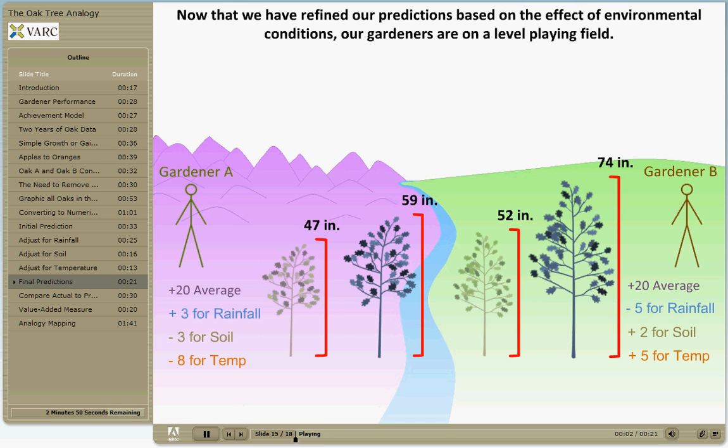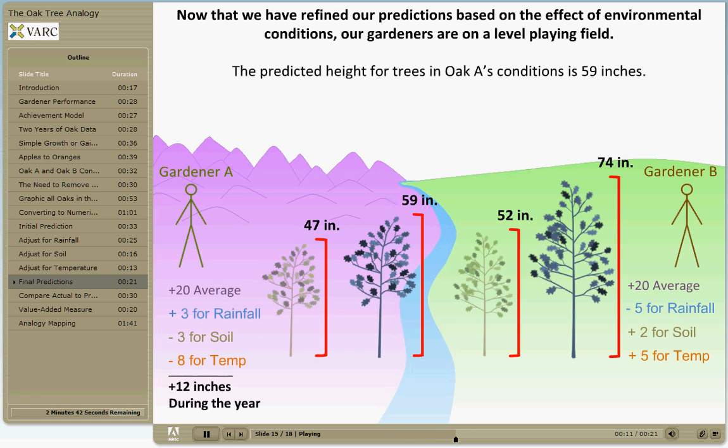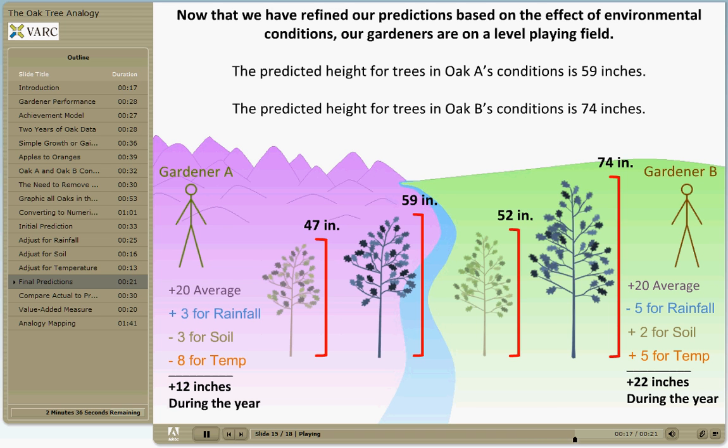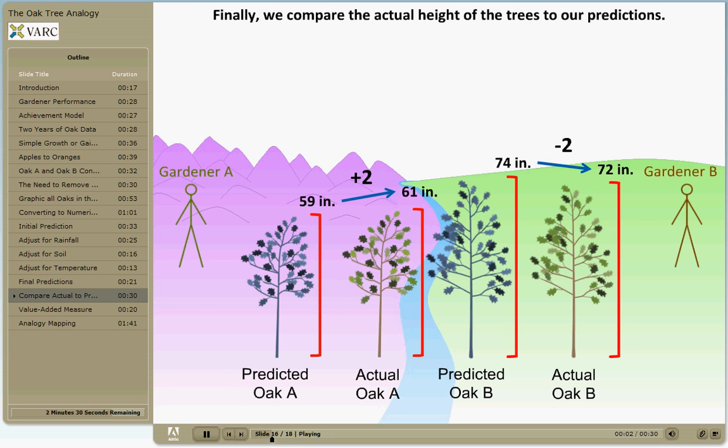Now that we have refined our predictions based on the effect of environmental conditions, our gardeners are on a level playing field. The predicted height for trees in Oak A's conditions is 59 inches. The predicted height for trees in Oak B's conditions is 74 inches. Finally, we compare the actual height of the trees to our predictions.